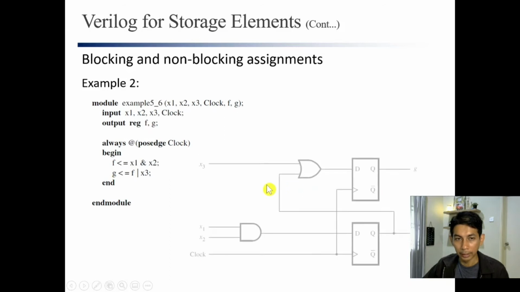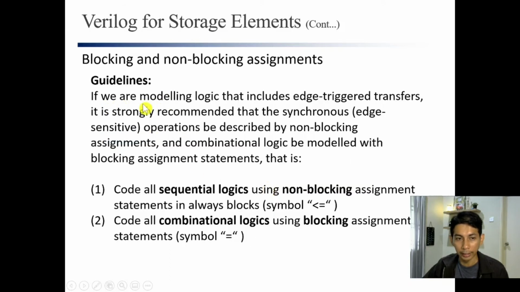I think the rules are here. Guideline: code all sequential logic using non-blocking assignment. Use this symbol. But for combinational logic, use blocking assignment, or this assignment. Then you will be safe. Easy.